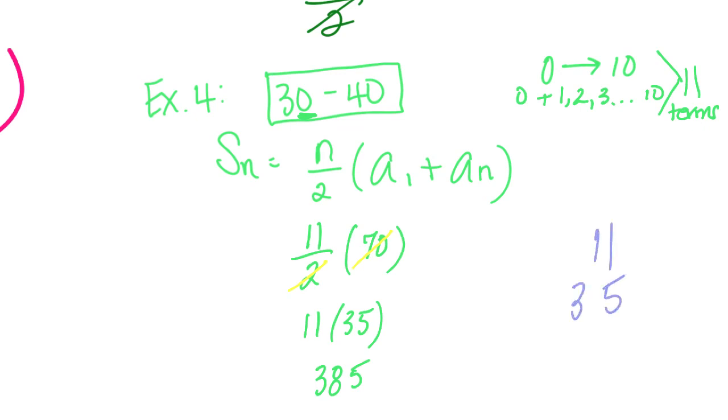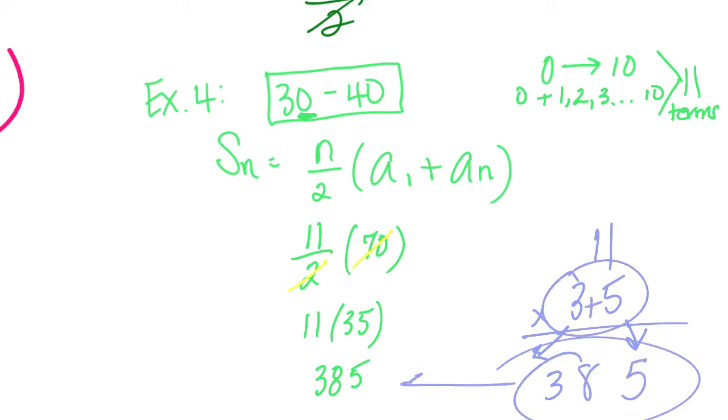Hey, while we're here, let's talk about that fun little trick. 11 times 35: if I multiply anything through by 11, we can split the 3 and the 5, add it up, throw it in the middle, and that was the answer in the calculator. Just for good times, memorable sake.